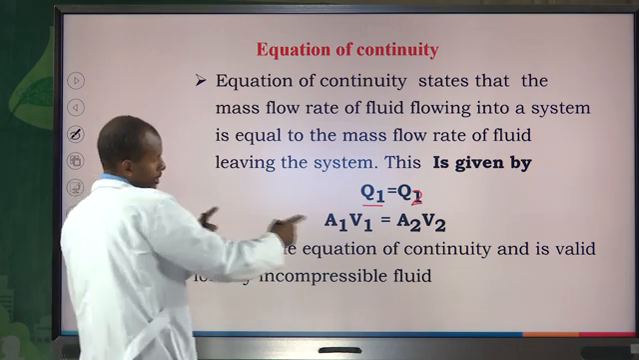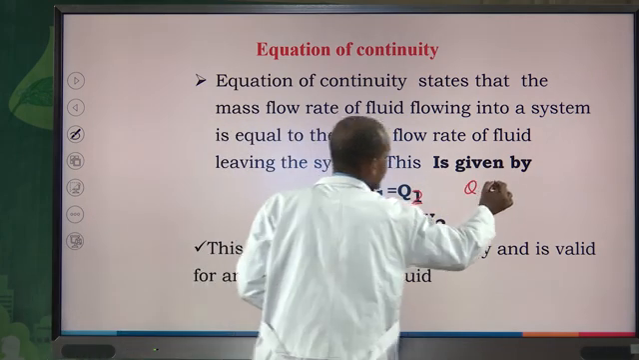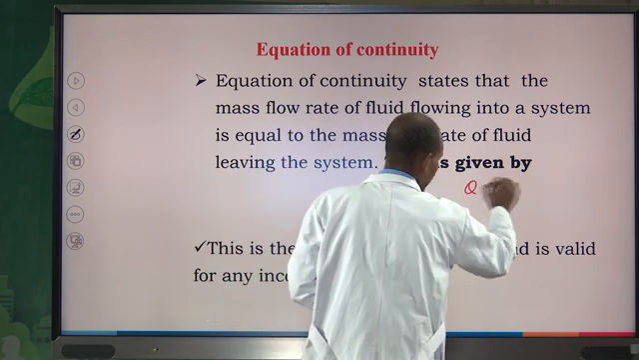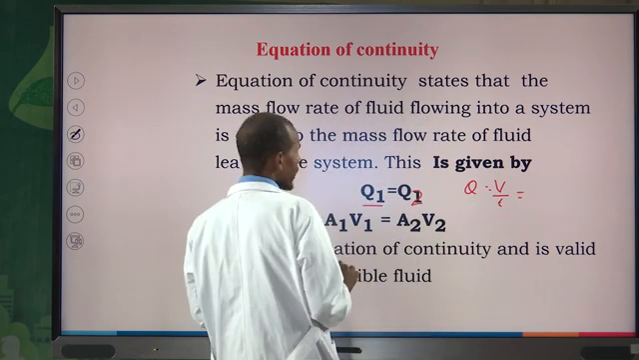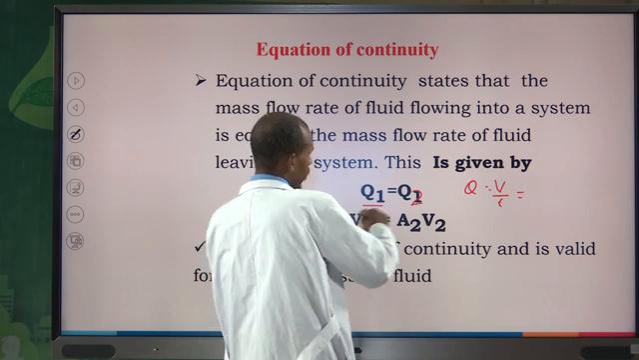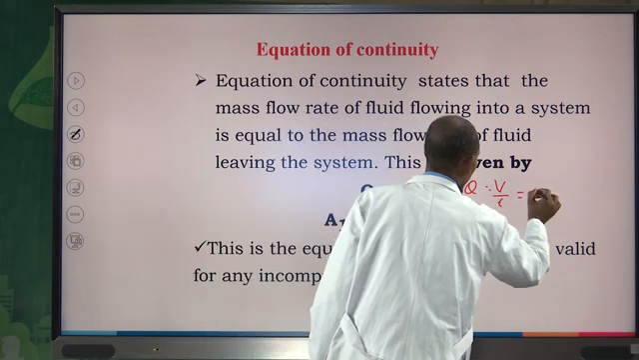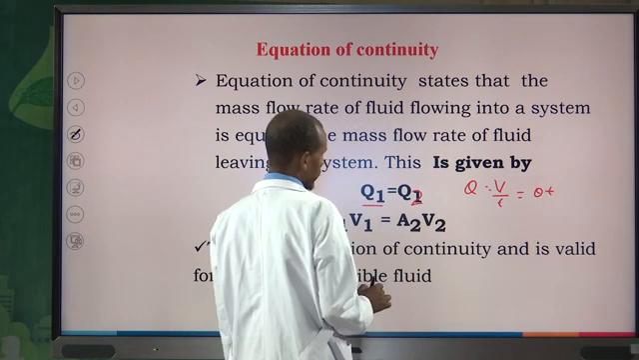This can be given by, because Q is equal to V over T, where V is volume in this case, which implies that we can find A1 times V1 for the case, and V is equal to the flow rate Q times T.